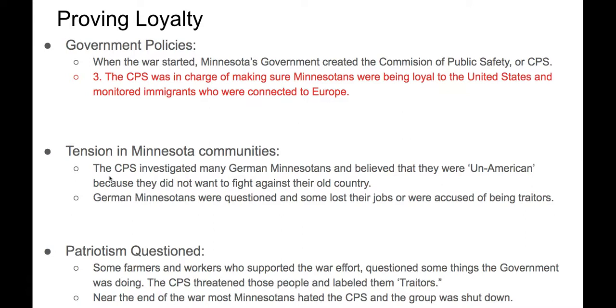So, tension in Minnesota communities. The CPS investigated many German Minnesotans and believed that they were un-American because they did not want to fight against their old country. A lot of our immigrants in Minnesota from this time were actually from Germany. The CPS was supposed to make sure that everyone in Minnesota was fighting and helping the Americans, but some of those immigrants did not want to fight against their old countries. Maybe they had family there, right? Just think about that situation. How would you feel?